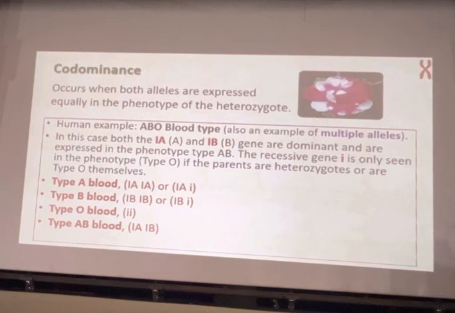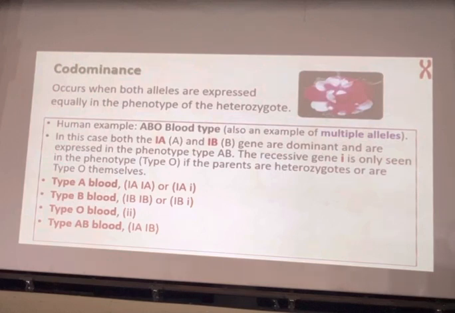Both phenotypes of that trait show their effect, that is codominance. A good example in humans is the ABO blood group, where A and B, both of them are dominant, whereas O, responsible for by the gene small i, is recessive.